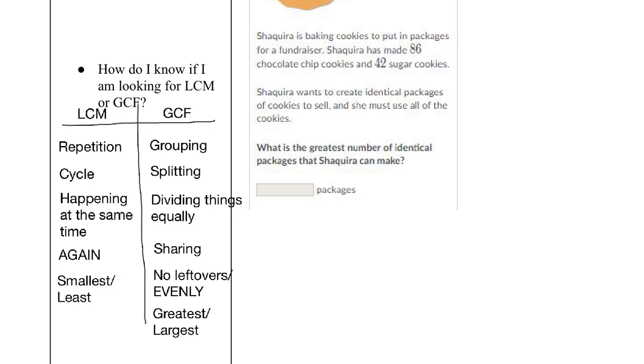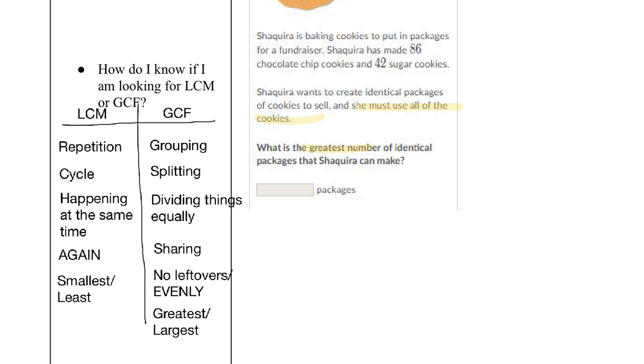Okay, so let's move over to the notes section, and here I'm going to give you a couple word problems and see if you can identify which method we're going to use. So in this first word problem, it says Shakira is baking cookies to put in packages for a fundraiser. Shakira has made 86 chocolate chip cookies and 42 sugar cookies. Shakira wants to create identical packages of cookies to sell. She must use all of the cookies. What is the greatest number of identical packages that Shakira can make?